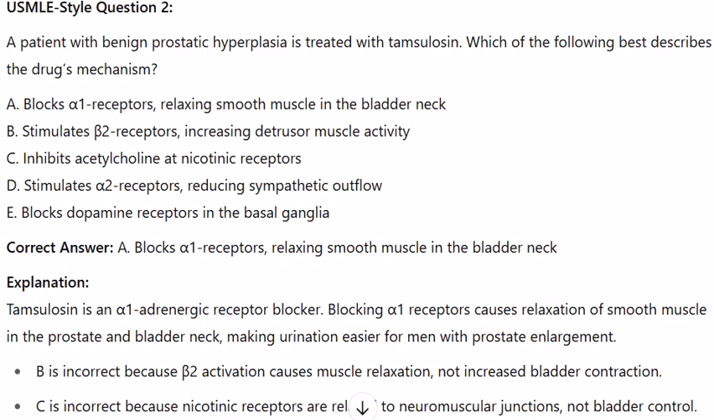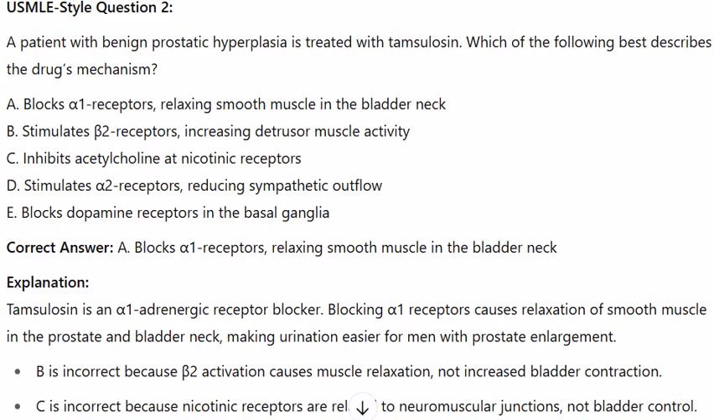Correct answer. A. Blocks alpha-1 receptors, relaxing smooth muscle in the bladder neck. Explanation. Tamsulosin is an alpha-1 adrenergic receptor blocker. Blocking alpha-1 receptors causes relaxation of smooth muscle in the prostate and bladder neck, making urination easier for men with prostate enlargement. B is incorrect because beta-2 activation causes muscle relaxation, not increased bladder contraction.